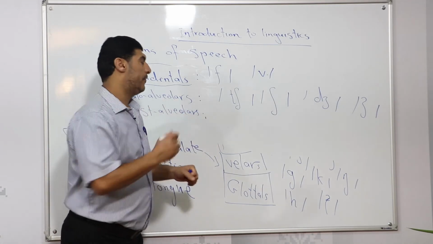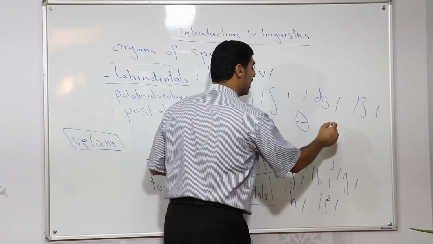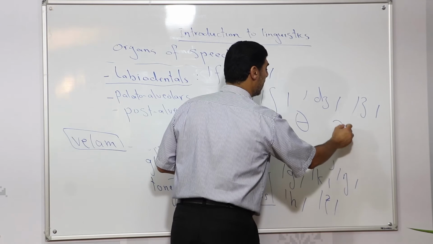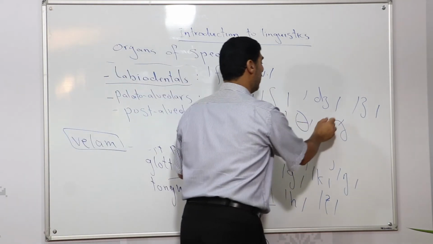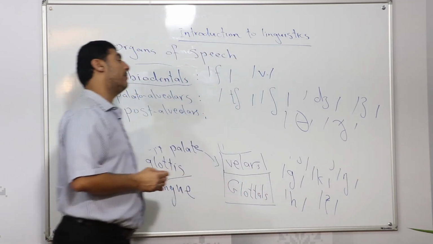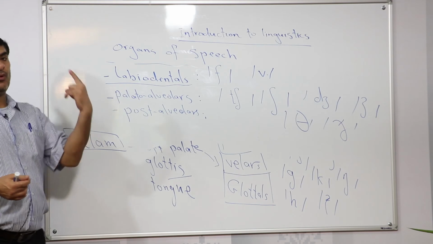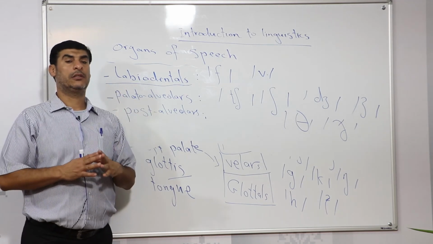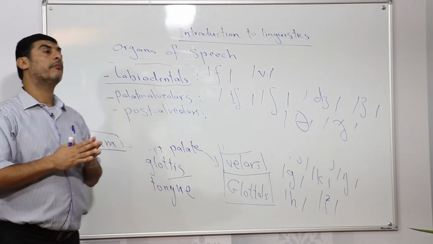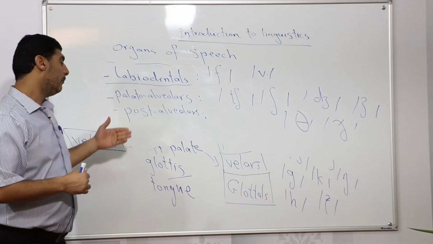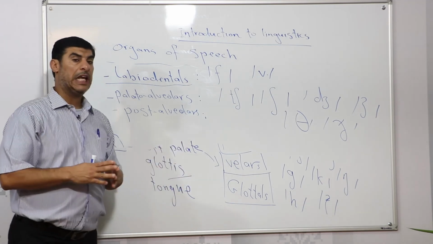Dentals, aswat sinniya. If you remember the dental sounds, this is tha, and this is, once again, tha. This is tha, and this is tha. We call them dentals. And then we have palatals. We have one palatal sound in English, that is ya. And then we move to velars.